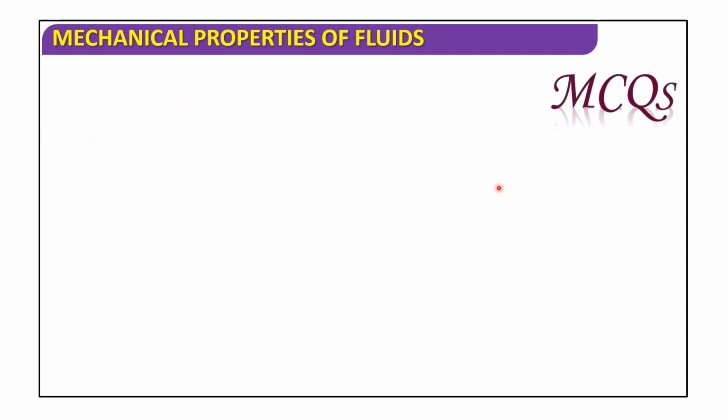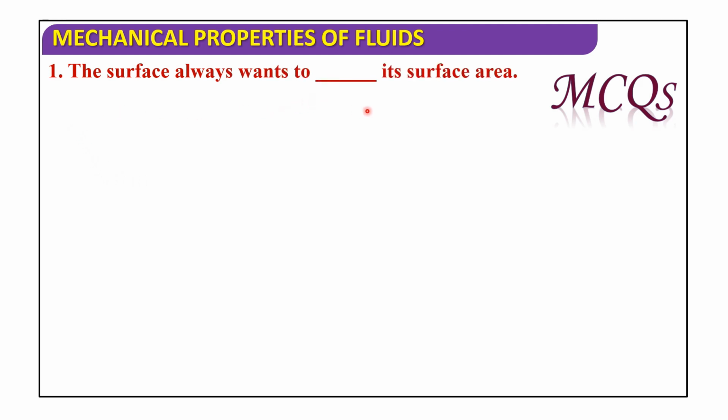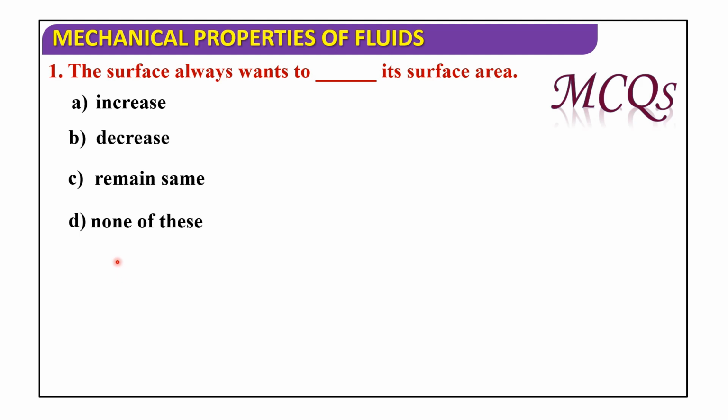Now let us discuss MCQs. The surface always wants to dash its surface area: increase, decrease, remains same, none of these. Surface always wants to decrease its surface area.